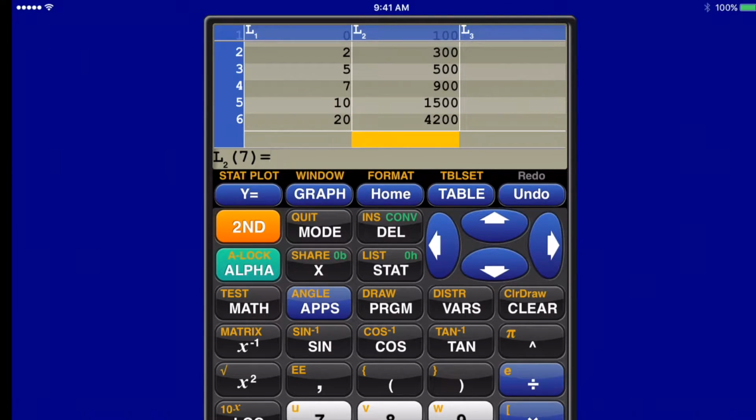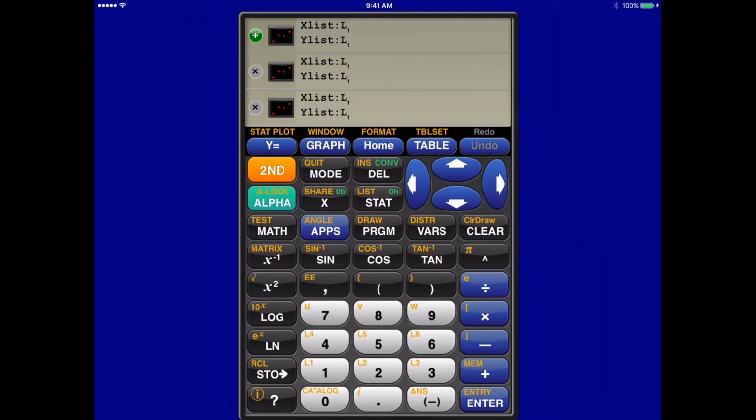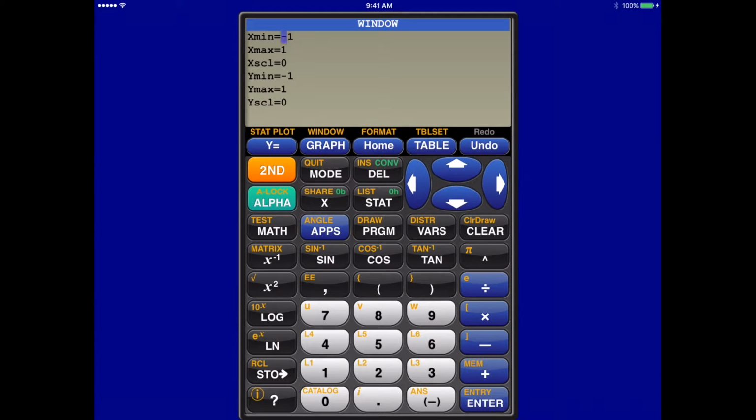We want to make a graph of this information to see if it looks linear or if it looks exponential. So to make a scatter plot, we hit the second key and y equals. That's already listed as a scatter plot. We're also going to need to make a window. So you hit the second key and graph to make a window.